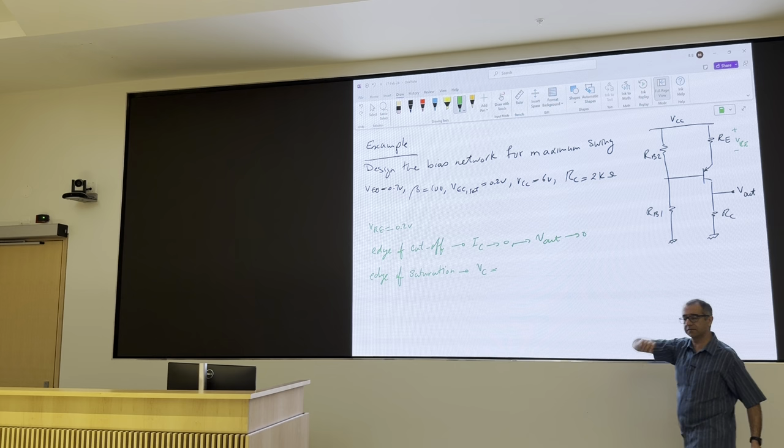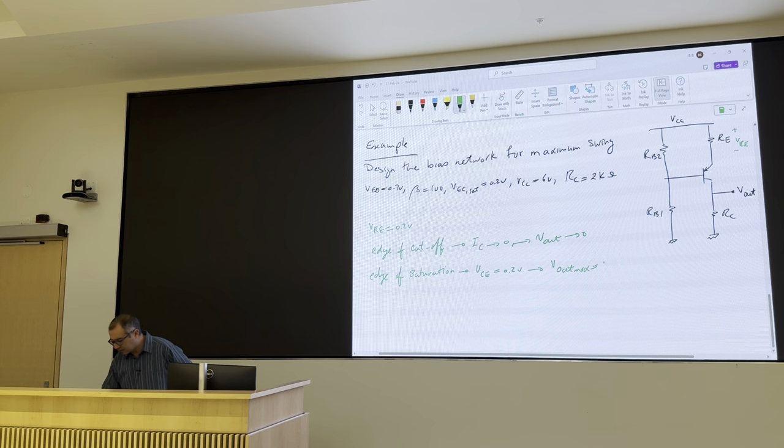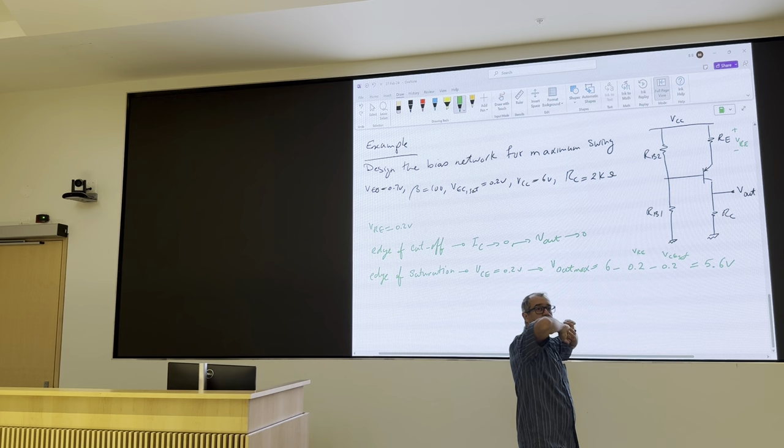So VC max, VCE is about 0.2. V out max is, I can start from the top side, 6 volts for VCC minus 0.2 volts for VRE minus 0.2 volts for VCE side. You know what I mean. Okay? So the collector voltage can go as high as 5.6 and as low as 0.